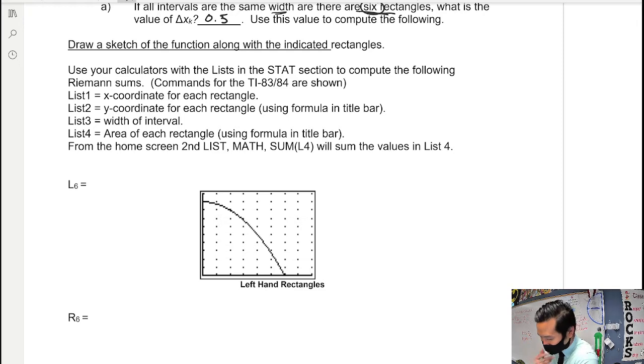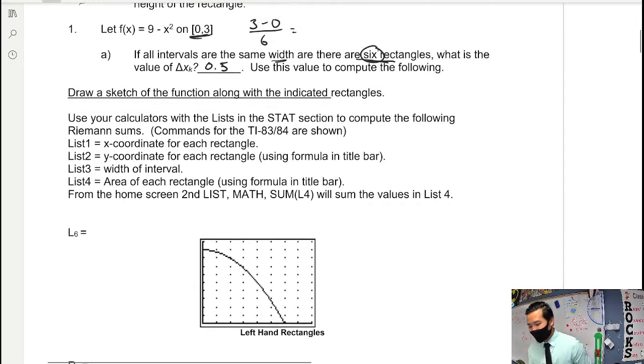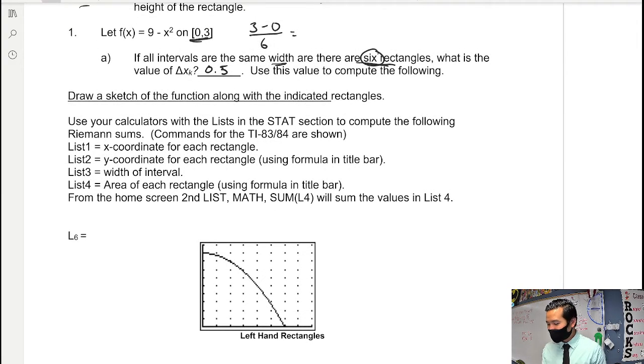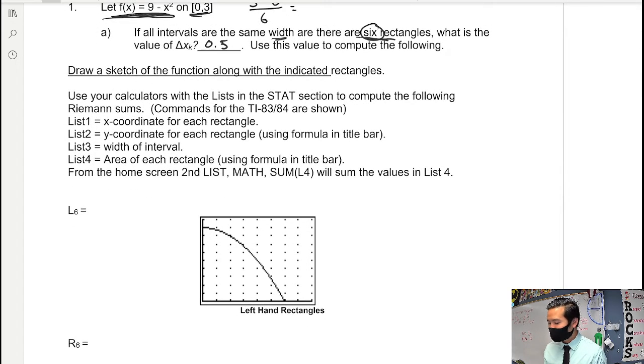Let's just focus back over here. So let's say I was looking at this function right here. F of x is going to be equal to 9 minus x squared, and we're looking for it on the interval from 0 to 3. Here's what that graph looks like right here.